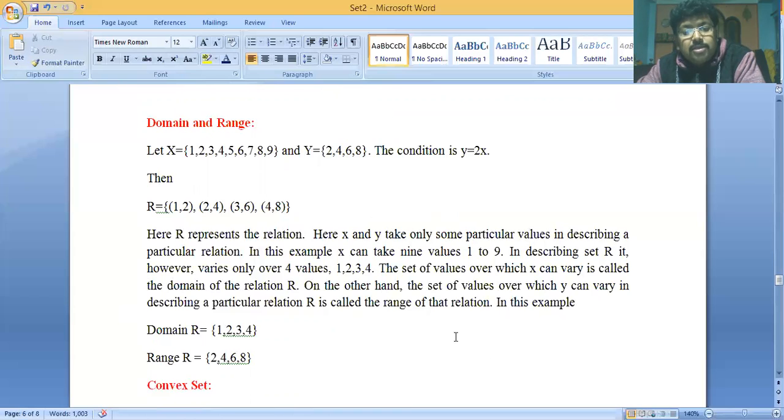On the other hand, the set of values over which Y can vary in describing the particular relation is called the range of the relation. So the range is 2, 4, 6, 8. And 1, 2, 3, 4 is the domain.